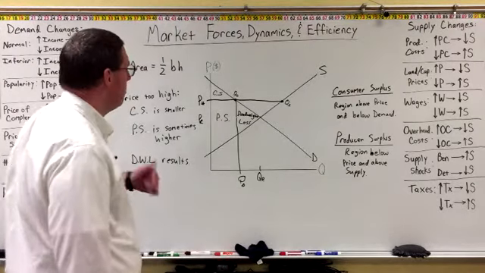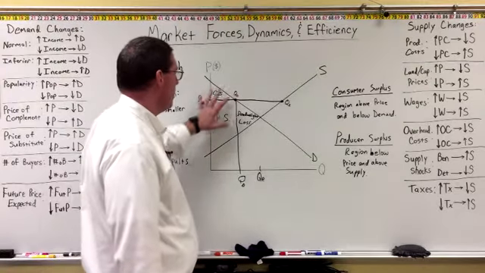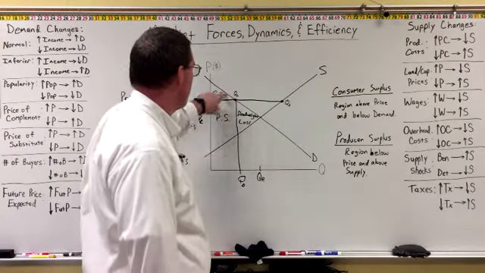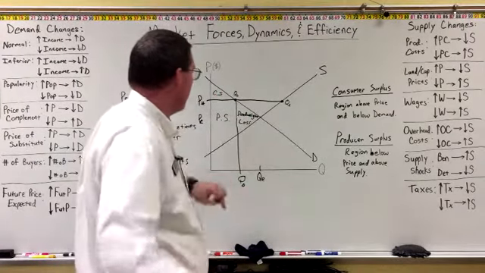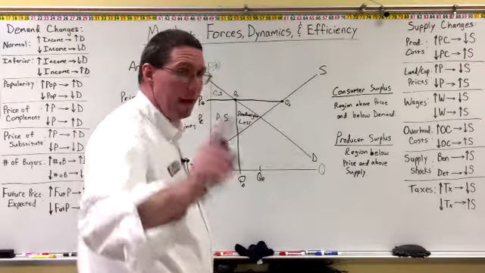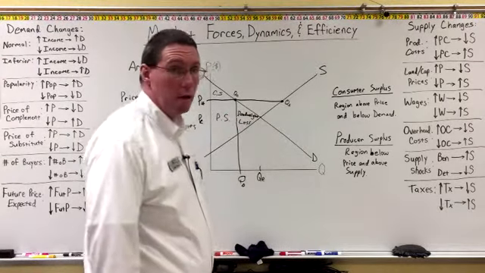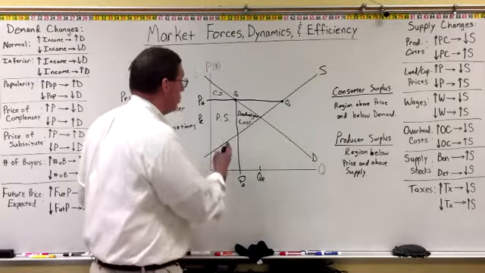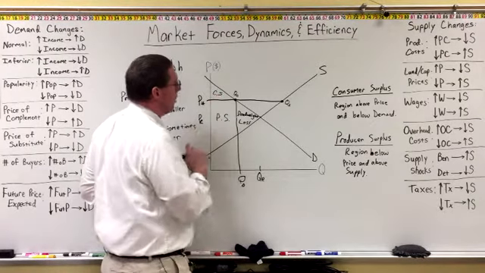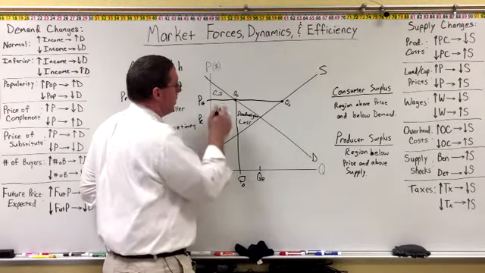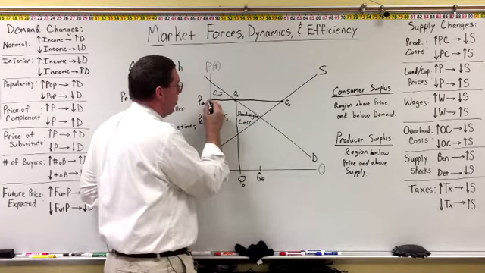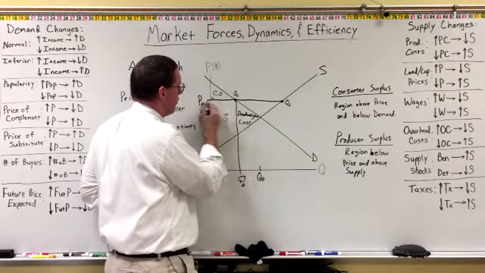So here's what I need you to be able to do. In this situation, you have to be able to calculate consumer surplus, you have to be able to calculate producer surplus, and you have to be able to calculate deadweight loss. So how would you do this? Well, consumer surplus is easy because it's a triangle, right? So the base of your triangle is going to be your price.